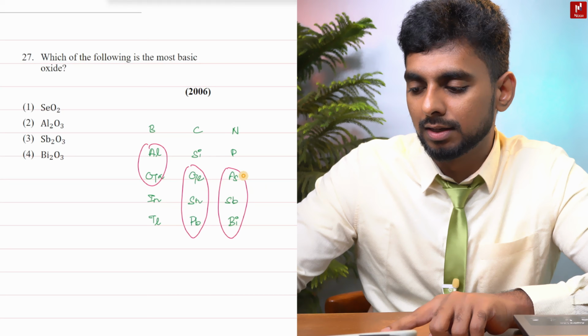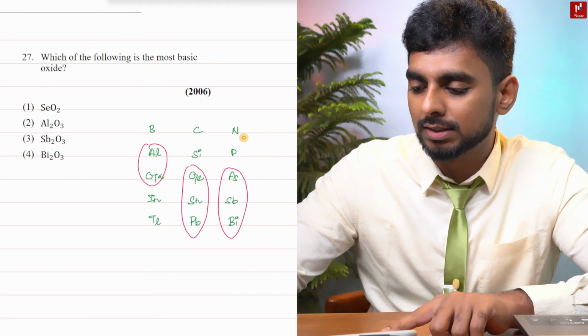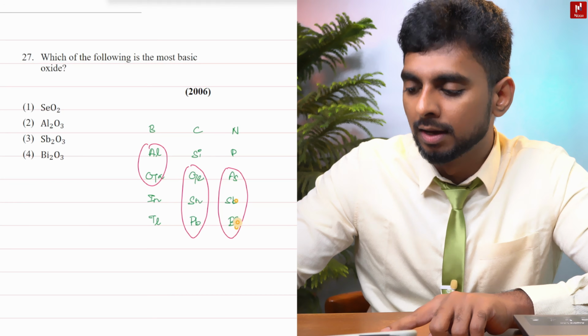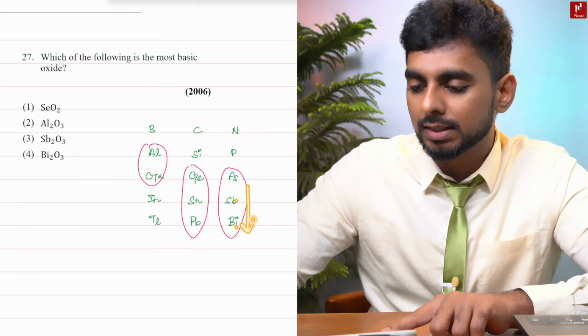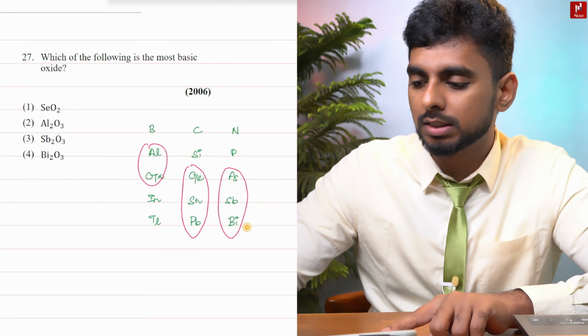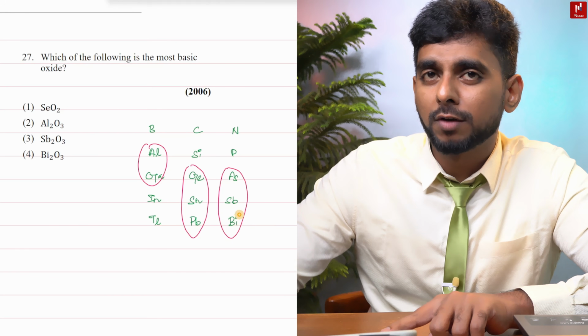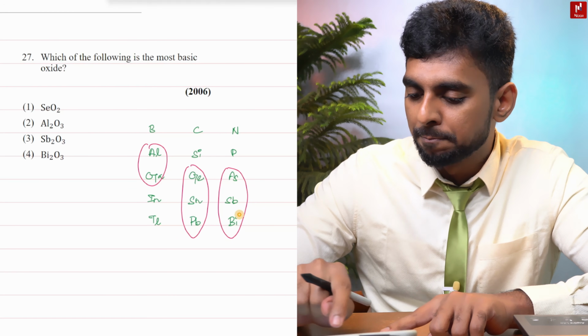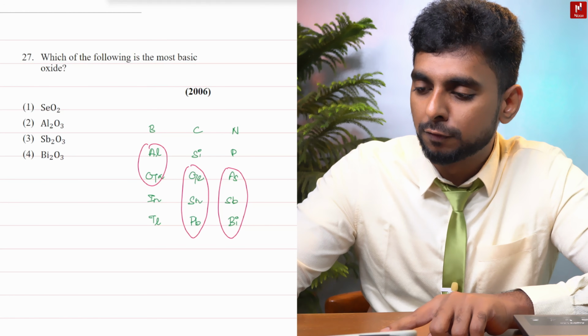The only group that they have given us is the nitrogen family. When you compare that nitrogen family, that's going to be Sb and then Bi. I just know down the group the acidic nature decreases, which means for bismuth you would have the maximum basic nature. Therefore the answer over here is Bi2O3. Option 4 will be my answer.